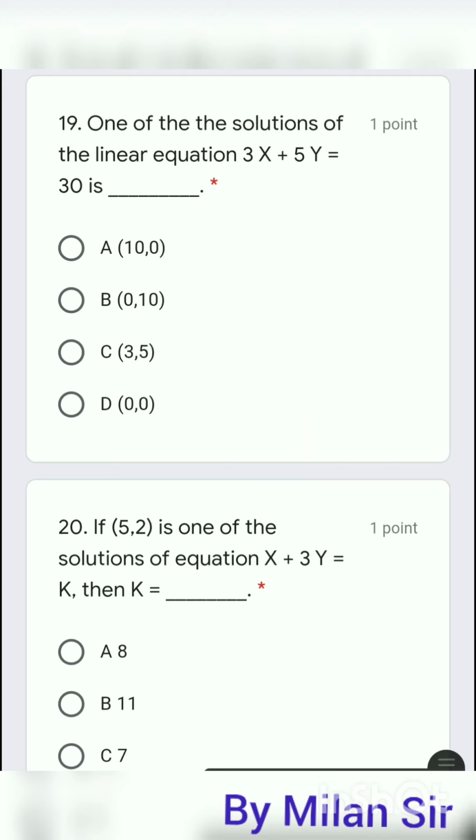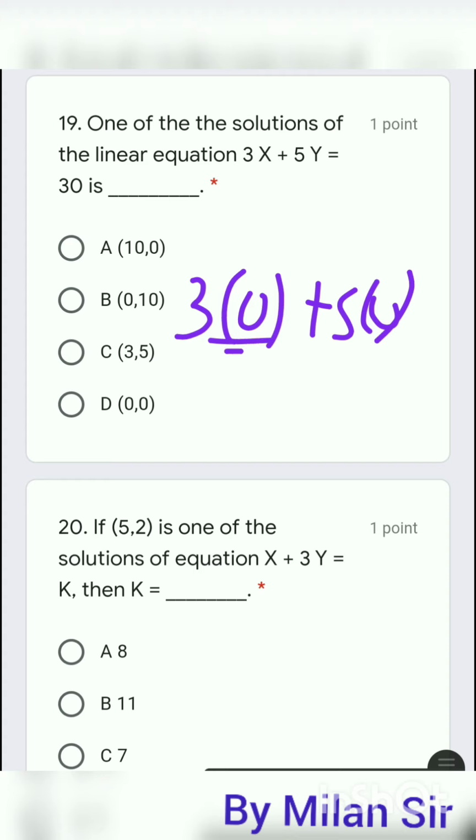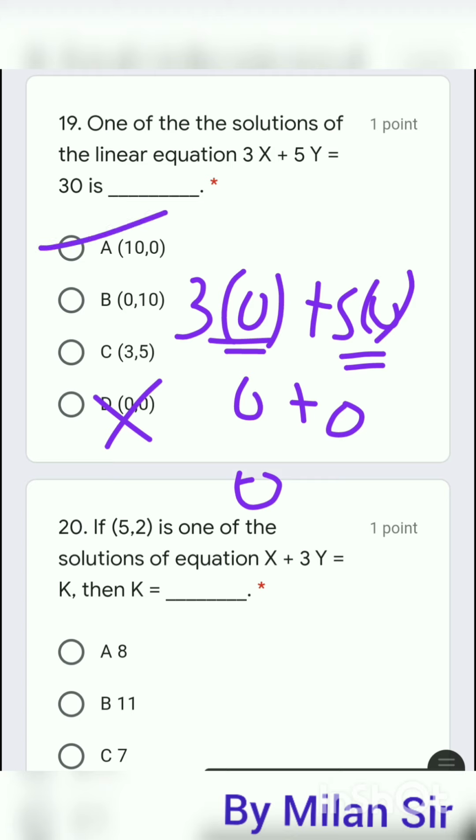Okay, then (0, 0). Now 3 into 0 plus 5 into 0. So 3 into 0 is 0, 5 into 0 is 0, 0 plus 0 is 0. That's why this is also the wrong answer. So our correct answer is option A, (10, 0). Okay.